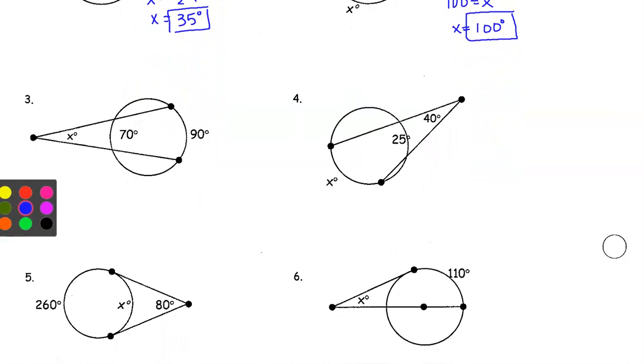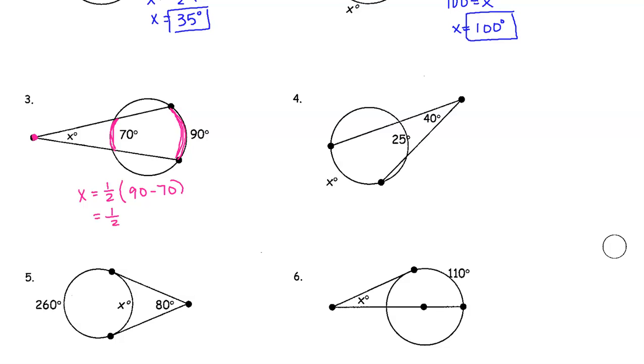Number 3, our vertex is outside of the circle. When it's outside, I notice it cuts off the 70-degree arc and this 90-degree arc. So when it's outside, the angle is equal to 1/2 big arc minus little arc. So 90 minus 70, which is going to be 20. Well, 1/2 of 20 would be 10.